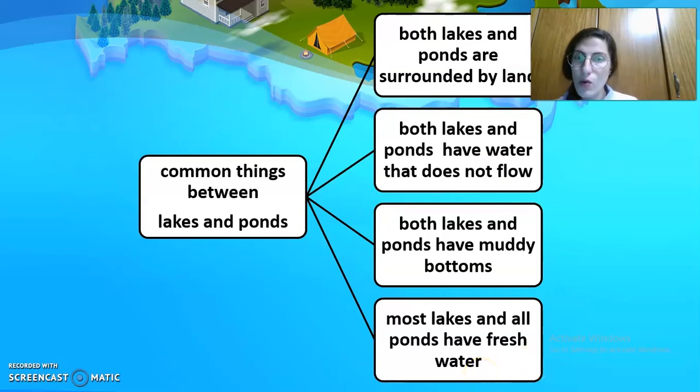Okay, so let's go one more time quickly. Both lakes and ponds are surrounded by land on all sides. That's 1. 2. Both lakes and ponds have water that does not flow. 3. Both lakes and ponds have a muddy bottom. And most lakes and all ponds have fresh water. Let's move on. How are they different?